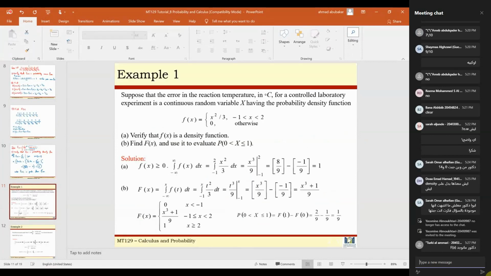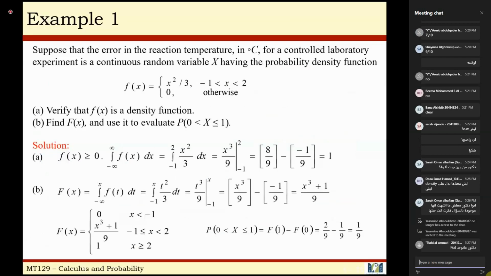طيب مثلا زي هذا، يقول لي verify f of x is density function. Verify. Firstly, f of x greater than 0. This is the first condition. The second condition, look at this integration, must be equal what? 1. So this is equal 1.